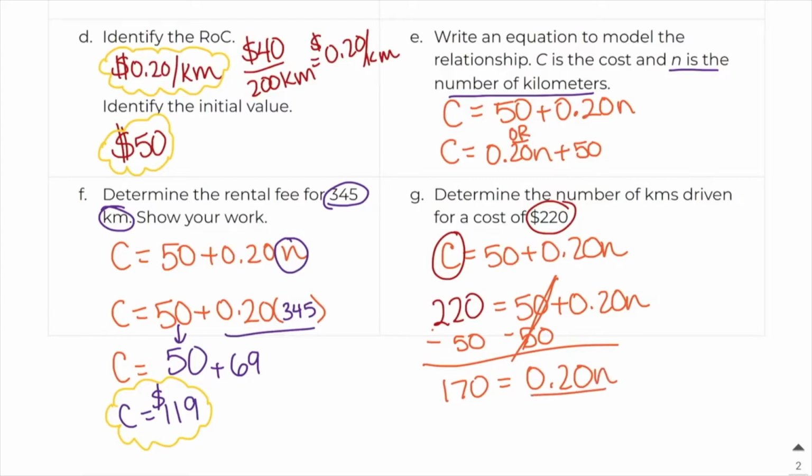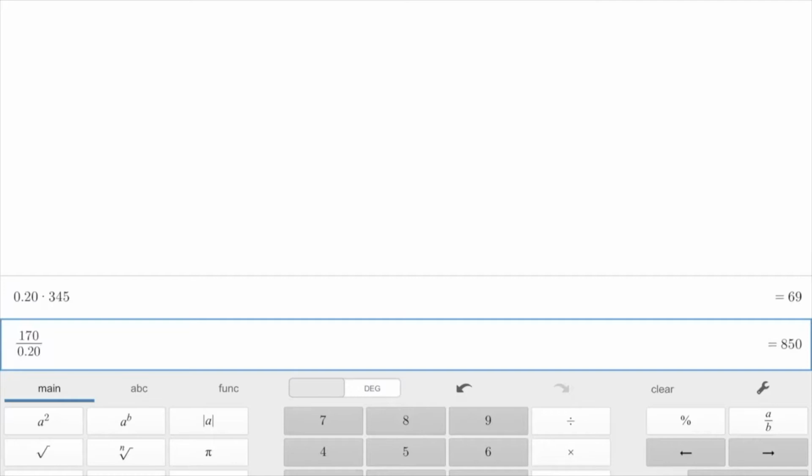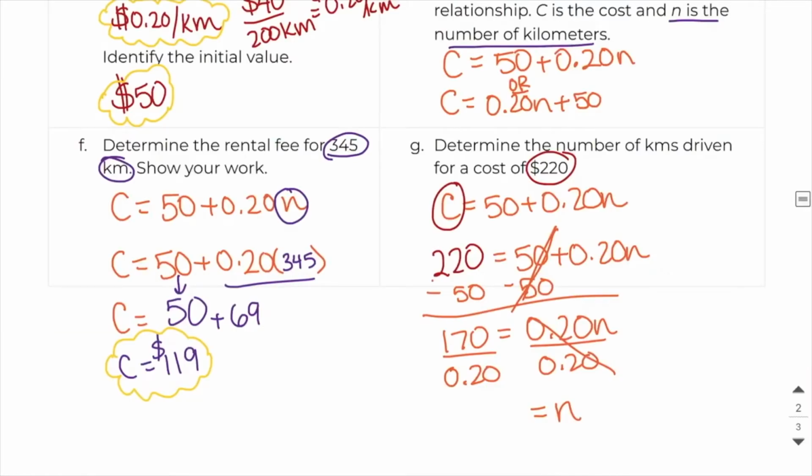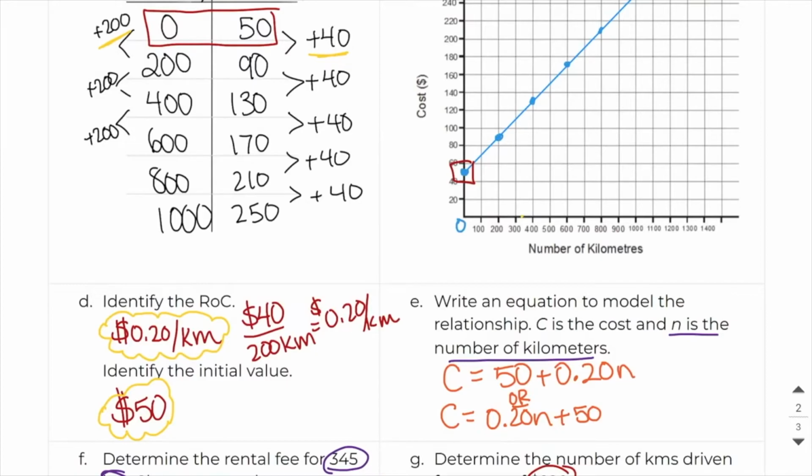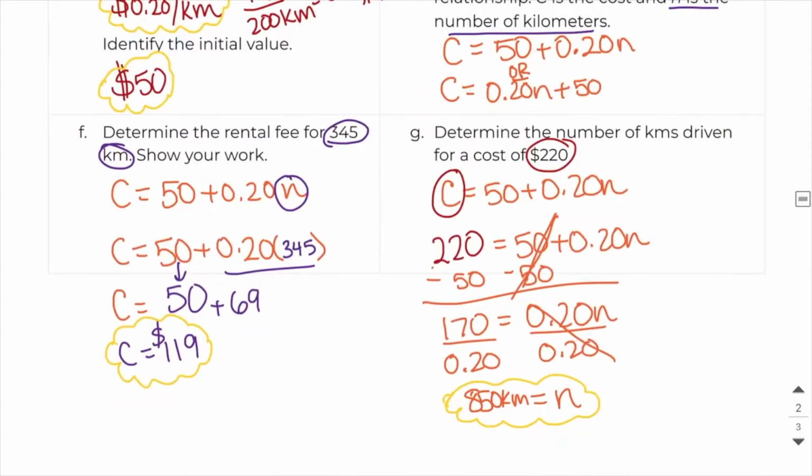Then I can divide both sides by 0.20 or 0.2, it doesn't matter, to get this N alone. So I would end up getting N equals, when I divide 170 by 0.20, 850 kilometers. So here we can say N equals 850 kilometers. Let's see if this answer makes sense. I would go to approximately 220 on my graph right here and see where that goes down to kilometers, and we end up getting about halfway between 800 and 900, so it would be 850 kilometers. Awesome. And that's it for this example.